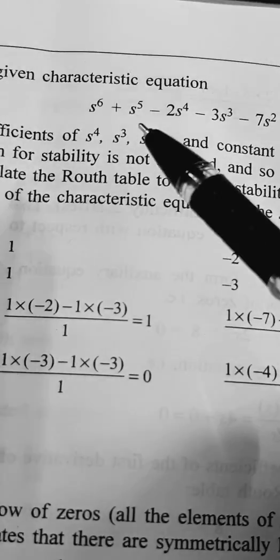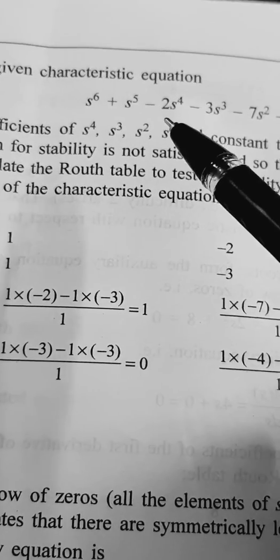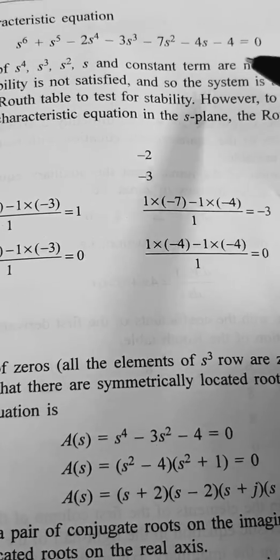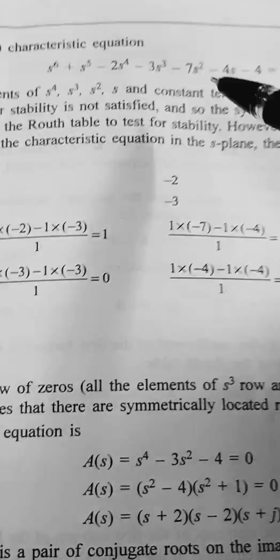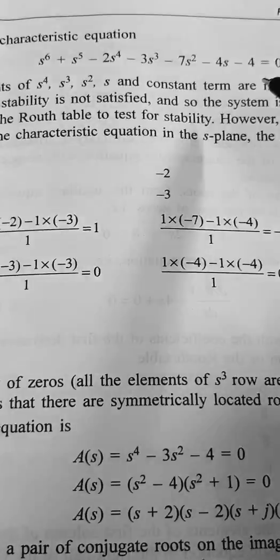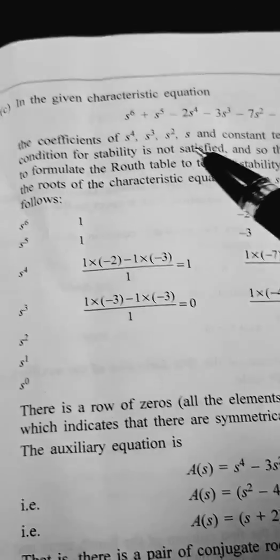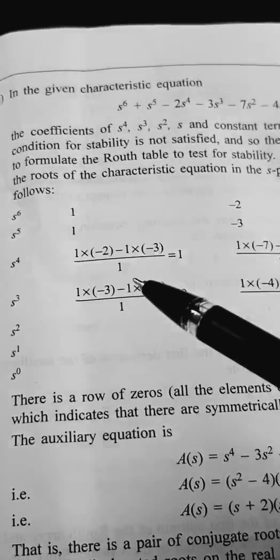Yes, so here s raised to 6 plus s raised to 5 minus 2 s raised to 4 minus 3 s raised to 3 minus 7 s square minus 4s minus 4 is equal to 0. Definitely you can say that negative terms are coming. All the coefficients are not in the same sign, so it is unstable only. But as per the question, you have to apply the Routh criterion.